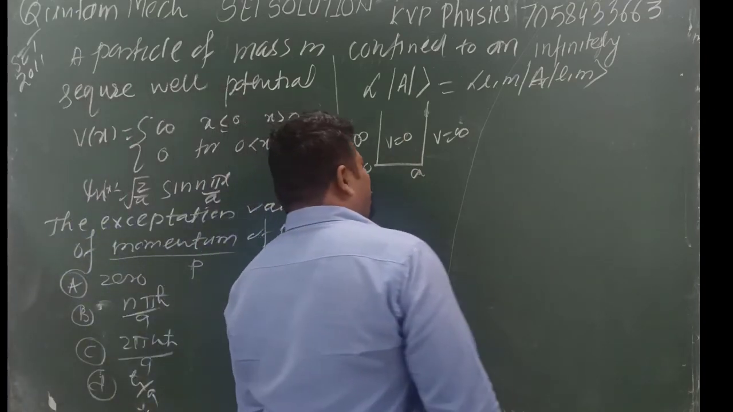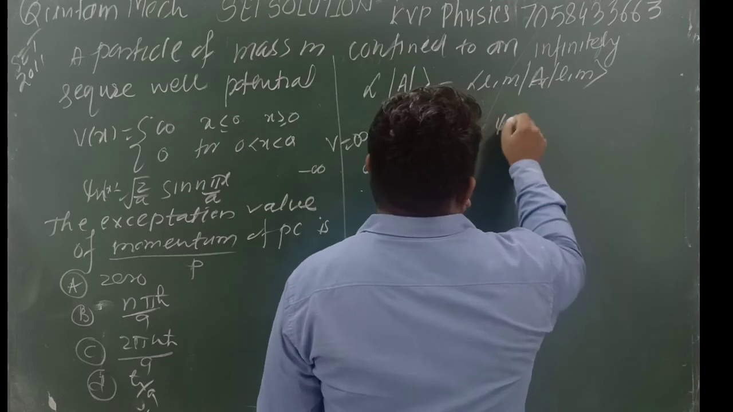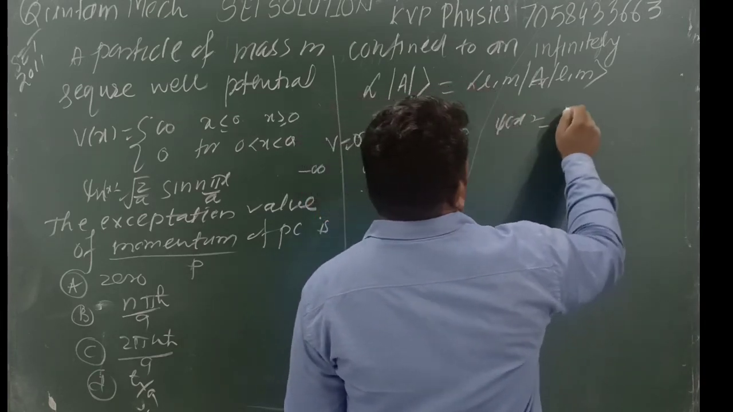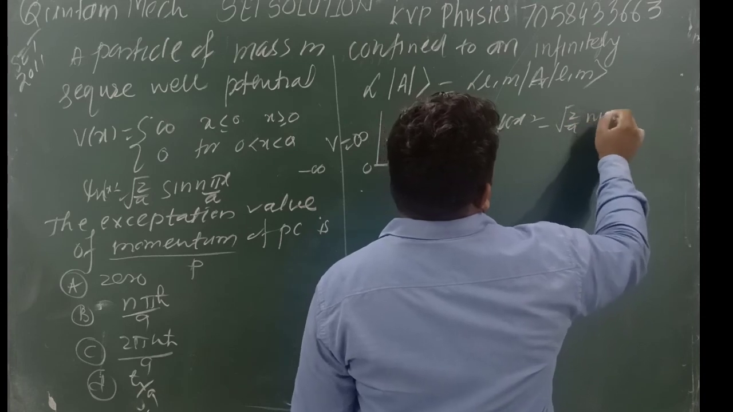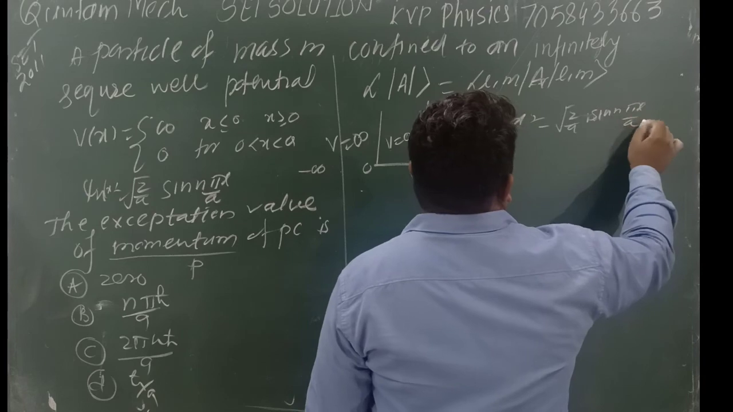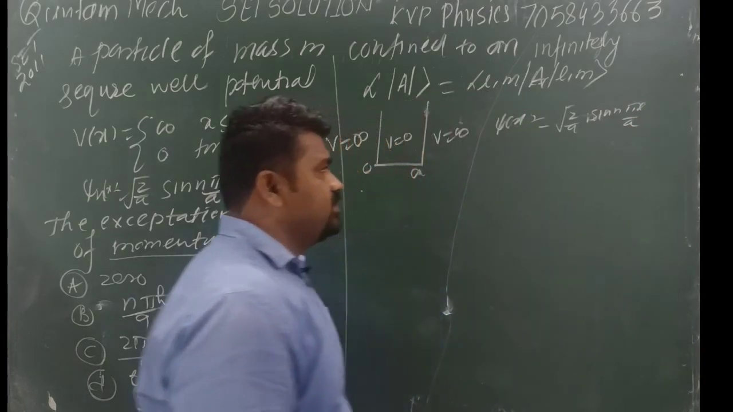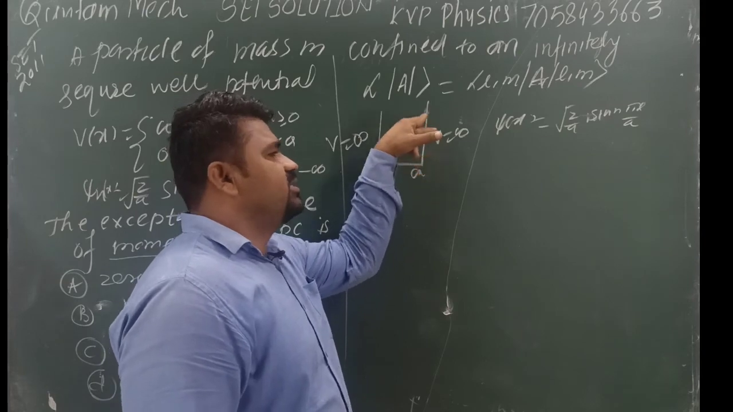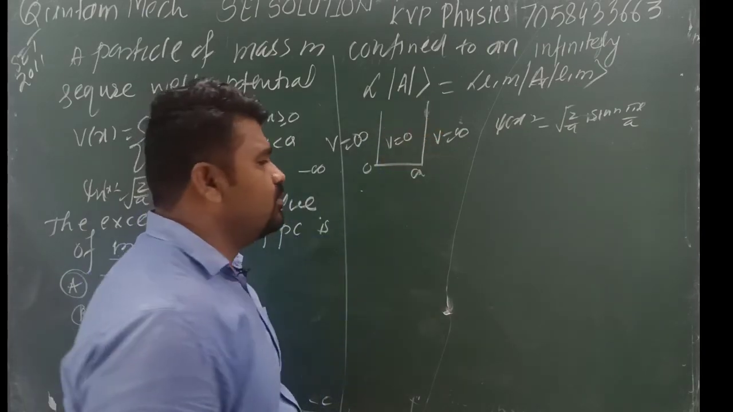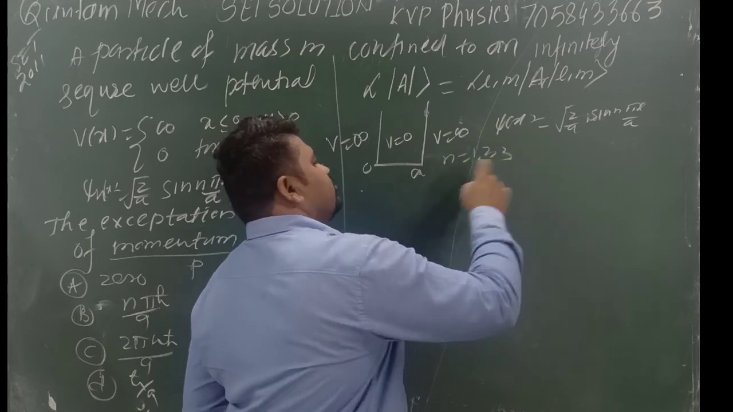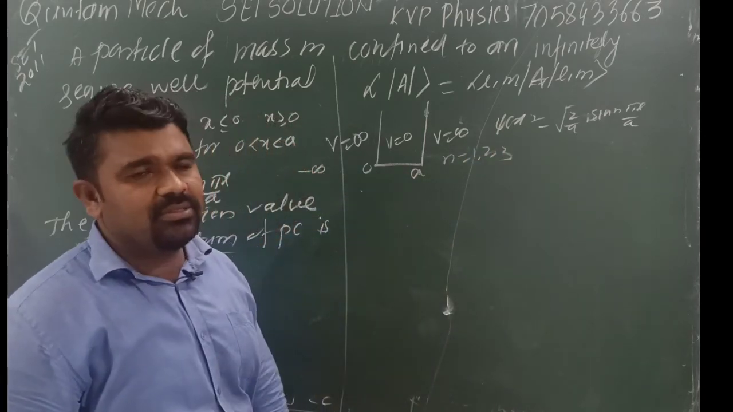Now, here the wave function psi of x is equal to root 2 upon a times sin(n pi x upon a). Here a is the width of the box, and n is the principal quantum number or state number: first state, second state, and so on. The n value is equal to 1, 2, 3 and so on. This system is a box, and n equal to 0 is not allowed in this case.